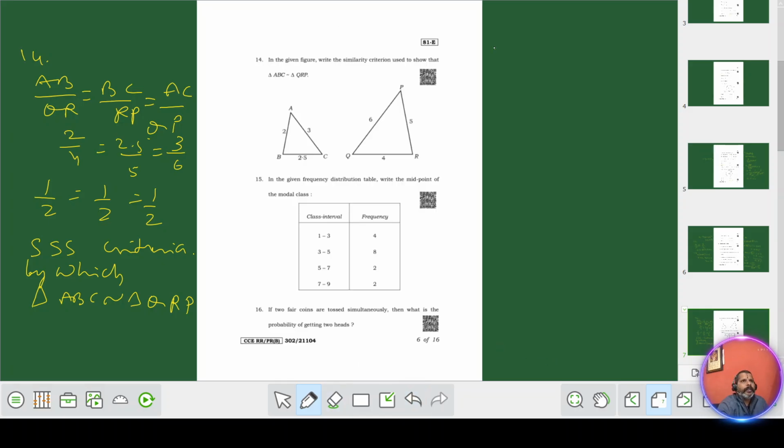Then the 15th one we'll see. It's again a repeated question. Midpoint of the modal class. Here the highest frequency is what?